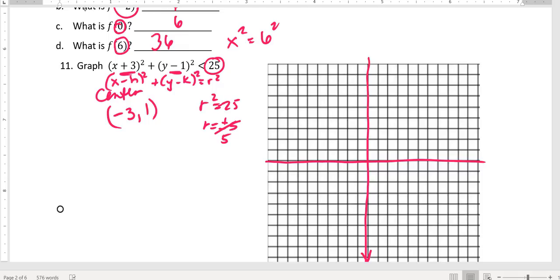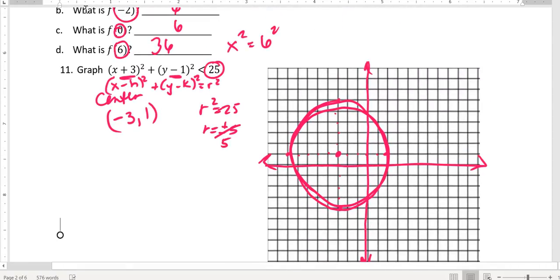I graph my center at -3, 1. And then my radius is 5, so that means I'm going to go 5 to its right, 5 up, 5 down, and 5 to its left. So 1, 2, 3, 4, 5. And then I can circle it. And that's all I'm looking for. I'm not looking for any more than that. Just can you graph it? That's the meaning across.